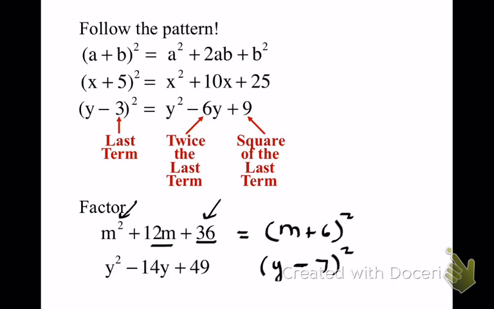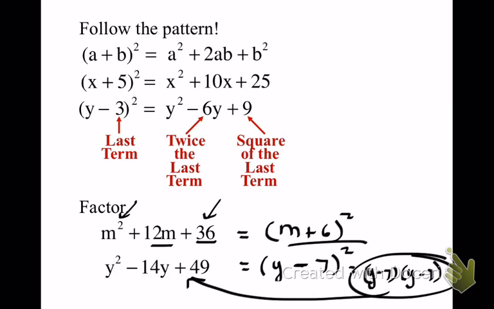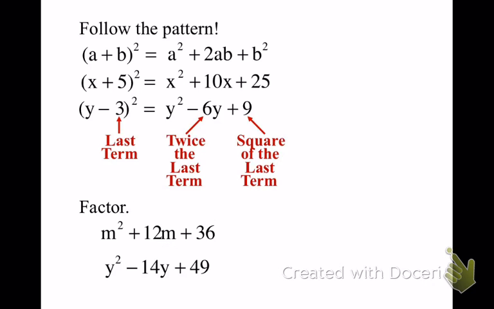Remember, we're looking for the factors. And so what that means is that y minus 7 times y minus 7 is equal to that original trinomial of y squared. Remember, we can write it like this or like this. Either way is fine. All right, so let's practice it.